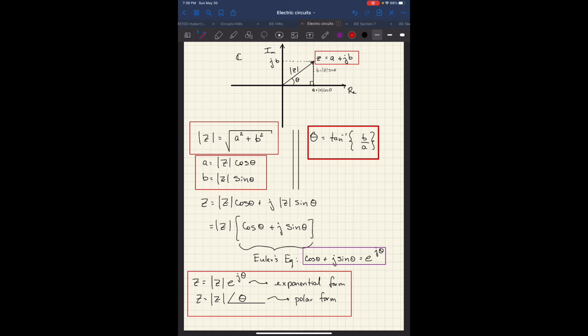So first, let's consider two different complex numbers. Let's consider this one, which is z1. So that's going to be a1 plus jb1. And let's consider this complex number z2, which is a2 plus jb2. And as an exercise, let's write each of these complex numbers in their different forms.